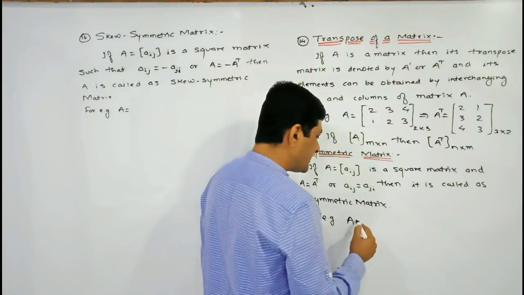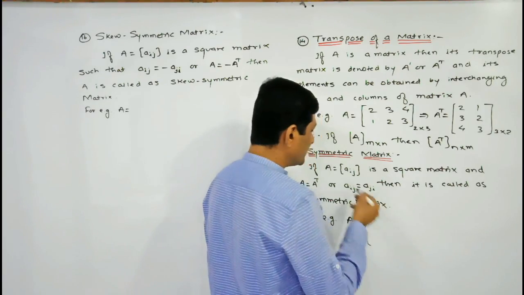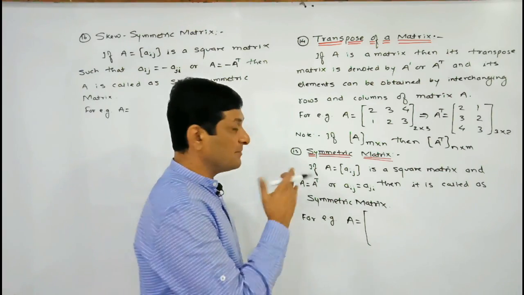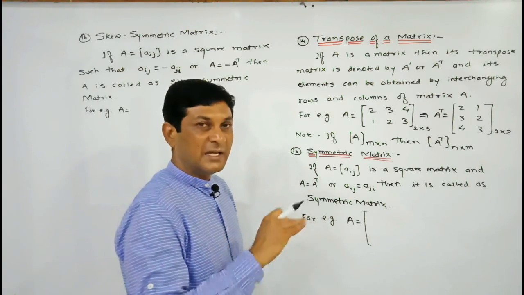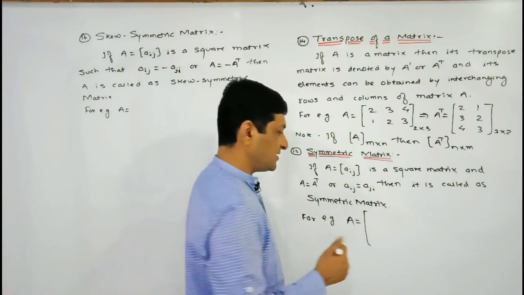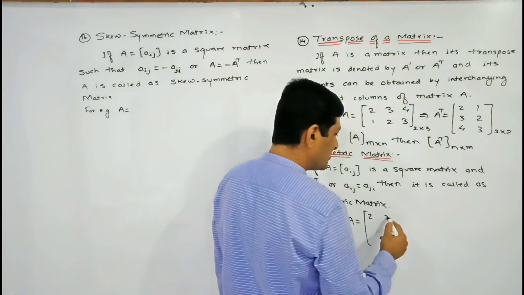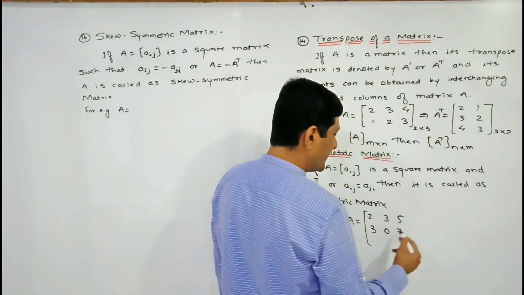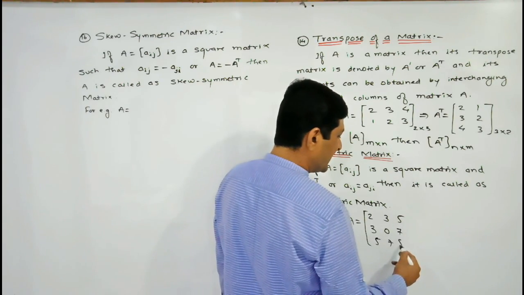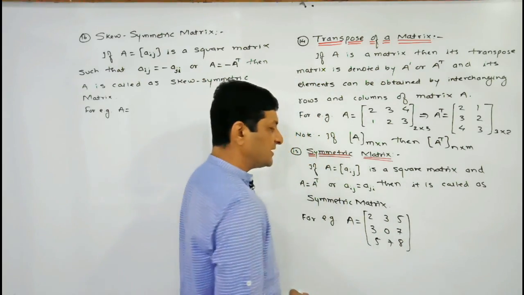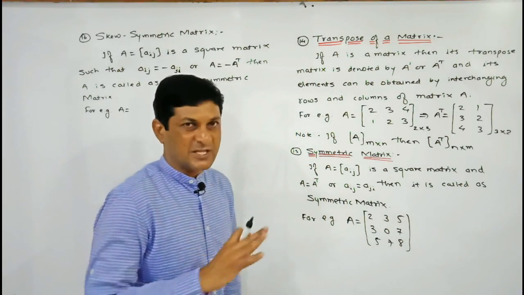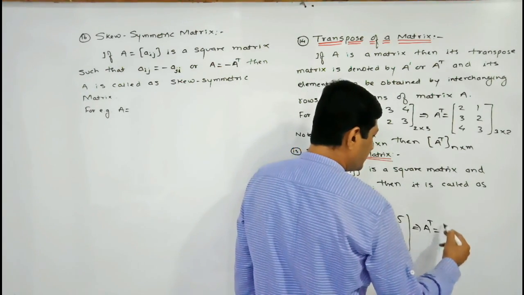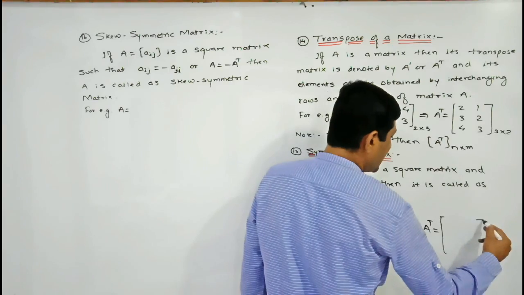So let us consider one example. Let A be one matrix. Now I am arranging the elements so that this condition will get satisfied. Every square matrix is not symmetric, but now I am taking the elements so that this condition will get satisfied. Let the elements of this matrix be 2 3 5, 3 0 7, 5 7 8. Now we have considered one matrix. Now we are taking its transpose.